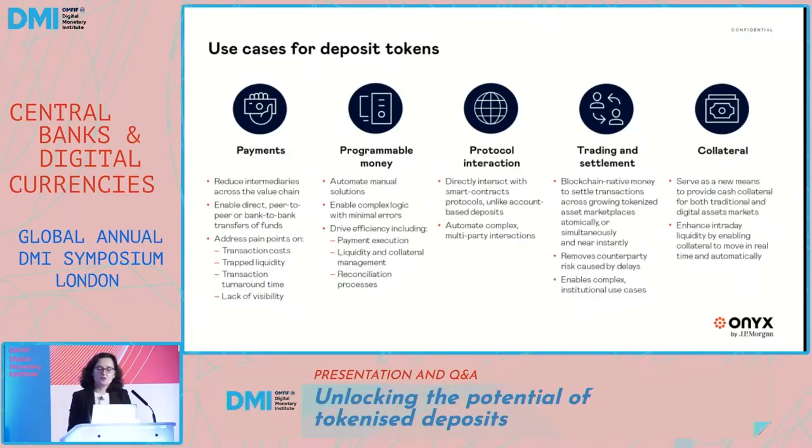And lastly, collateral use cases. On-chain cash can support collateral use cases and help create faster access to liquidity and instant settlement, where collateral can move across use cases more seamlessly.